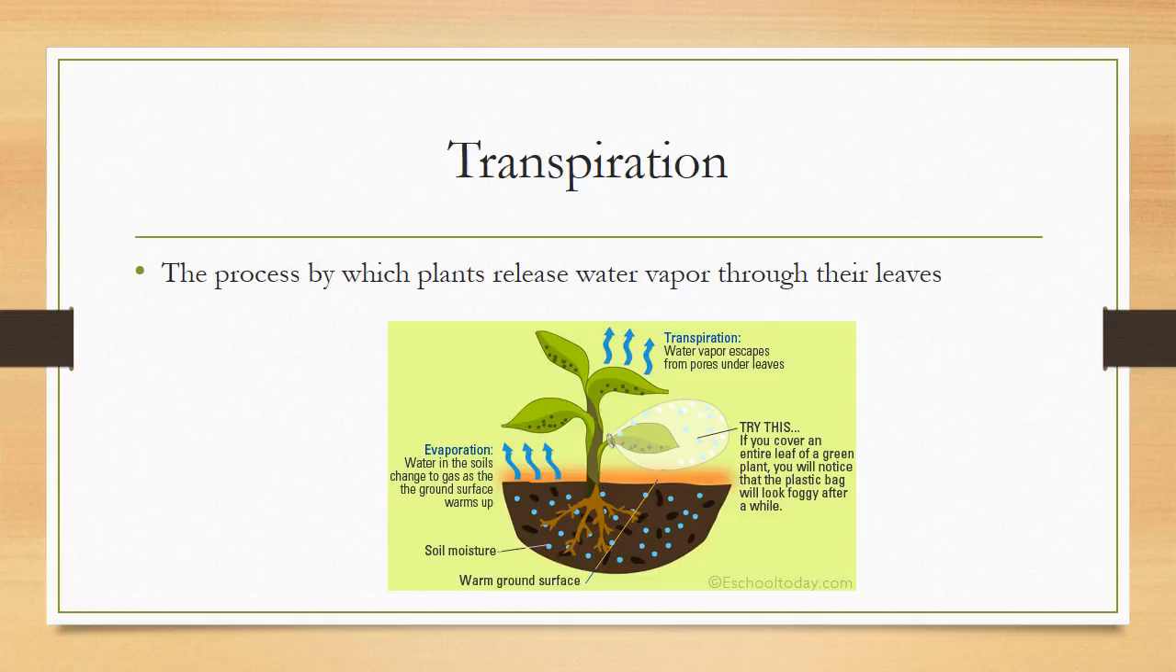Transpiration is the process by which plants release water vapor through their leaves. What we can see in this picture is water being absorbed into the plant's roots. And then the transpiration is the result of water vapor escaping from pores underneath the leaves. Basically what happens is that the stomata open up and water vapor actually escapes out of the plant itself.